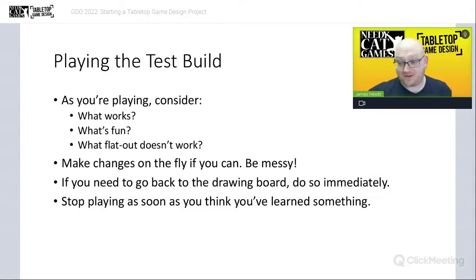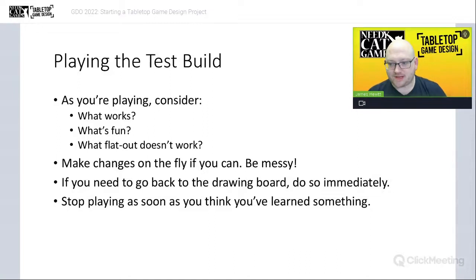If you realize that it's not working, just stop and go back to the drawing board immediately. Don't linger. Don't try to make something good out of it. Just go back and start again. As soon as you think you've learned something, stop playing. You will learn a lot very quickly, and there'll be lots of different lessons to learn. You will get ideas on, okay, this is obviously horribly imbalanced, there are too many cards in my hand, etc. As soon as you pick up one of those things, and you might get 2 or 3 at once, but as soon as you get at least one, stop, review, start again.